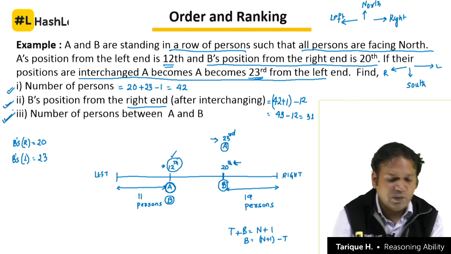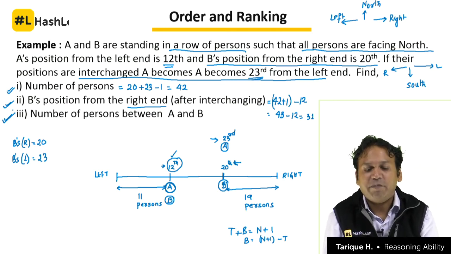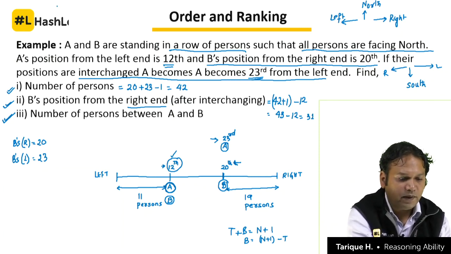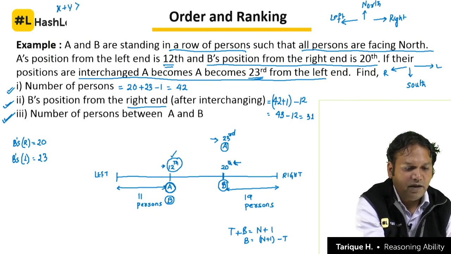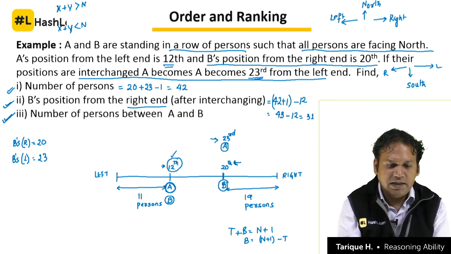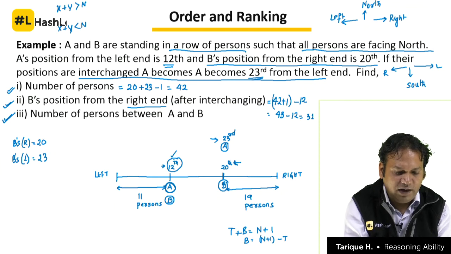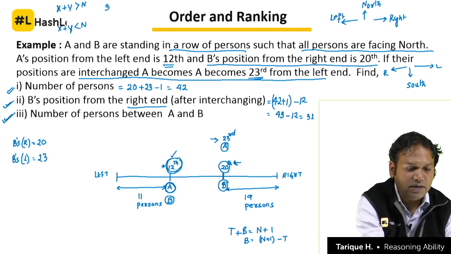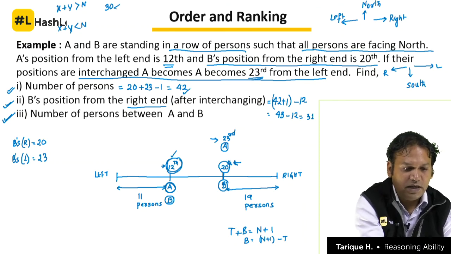Number of persons between A and B. Now for this we can use multiple ways of solving. Now we have seen two scenarios: when x plus y was greater than n and x plus y was less than n, where x and y are rank of two persons from the top and bottom, from the left and right. In this case the position of A from the left is 12 and position of B from the right originally is 20, and 12 plus 20 is 32 and 32 is less than 42.